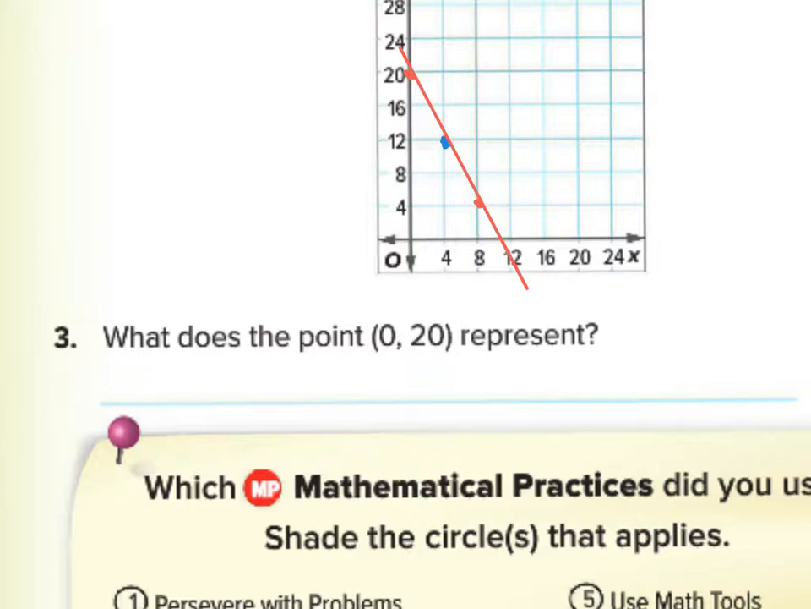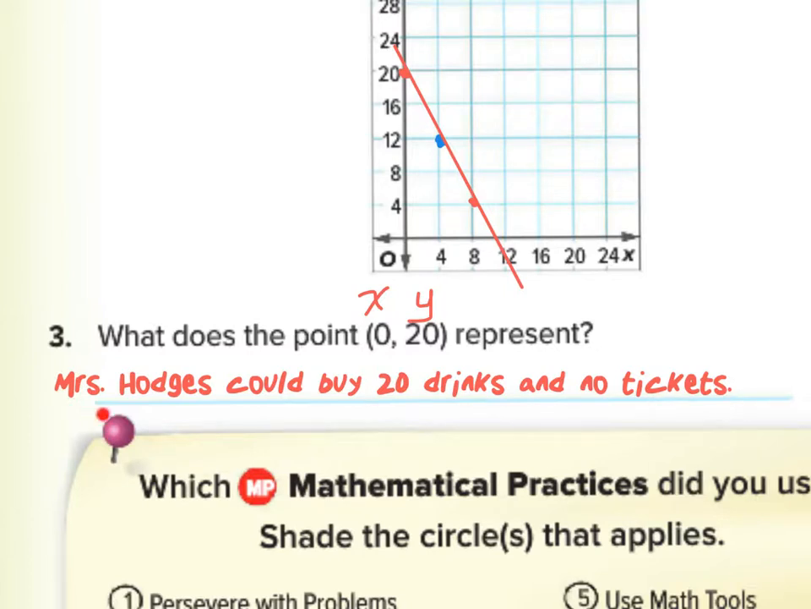Well, if x is 0 and y is 20, we let y be the number of drinks. So what does it mean then? If you're thinking Mrs. Hodges could buy 20 drinks and no tickets, you are correct. That's what this means. And then it gradually moves down, over here where we have 8 and 4, where she could buy 8 movie tickets and only 4 drinks. So that's what it means. This is all the possible combinations on this line.